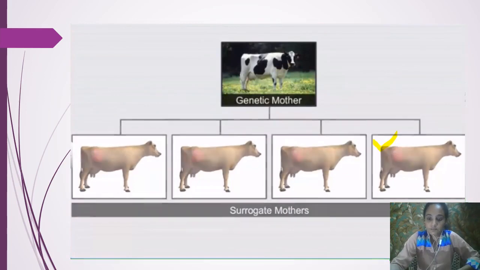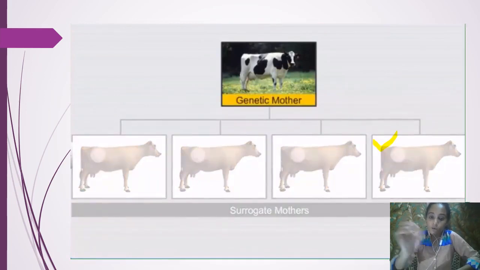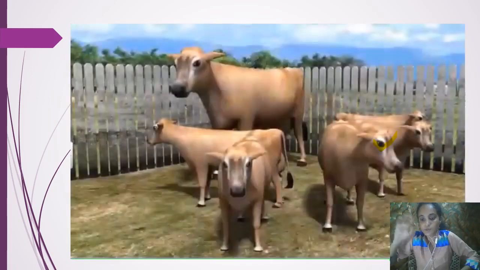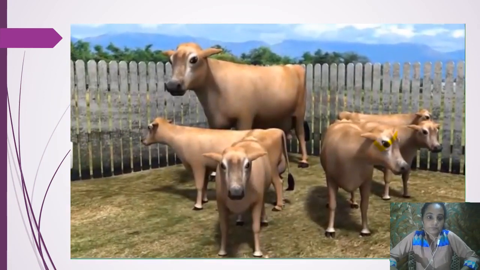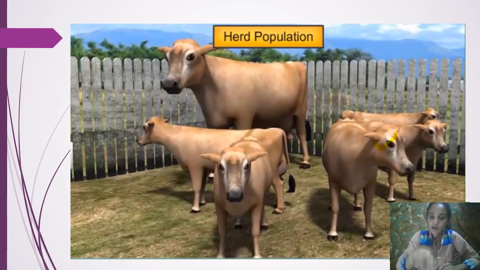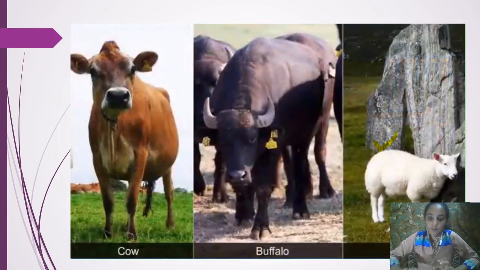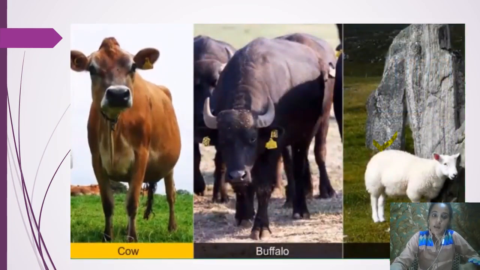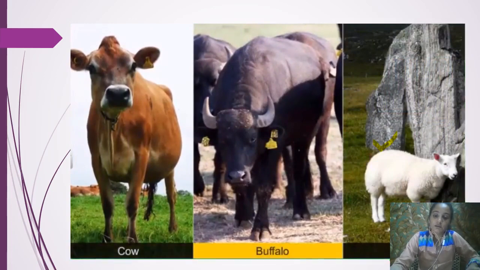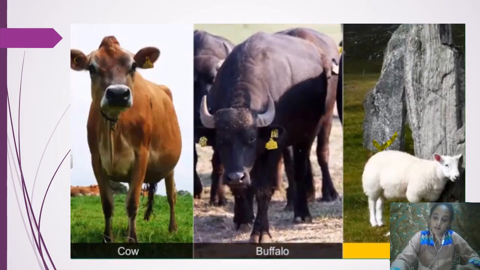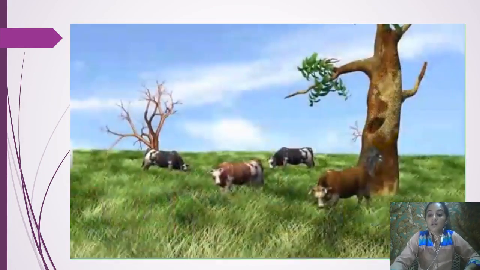Clear? Now, the original mother, that is the biological mother, is made ready for the process of super ovulation, and the surrogate mother carries the embryos. MOET helps increase the herd population in a short span of time. Within once we are getting at least 1, 2, 3, 4, 5 progeny. MOET is widely carried out in animals such as cattle, buffalo and sheep, and the main application is to increase herd size.